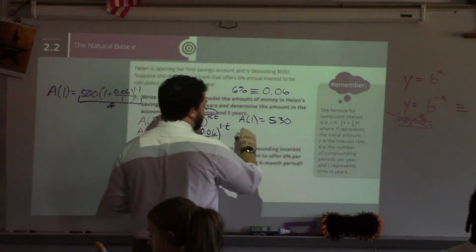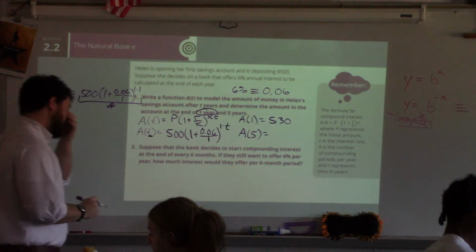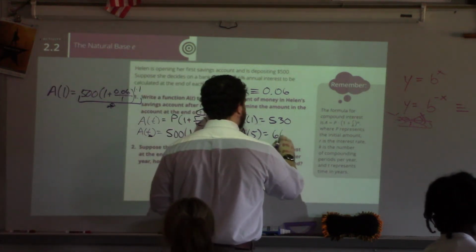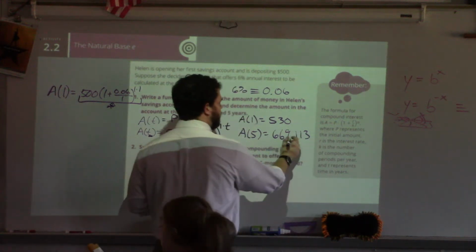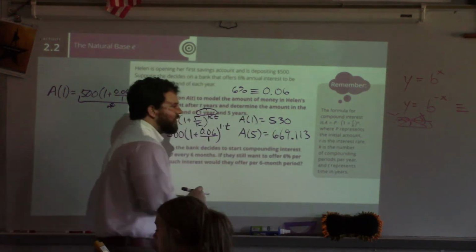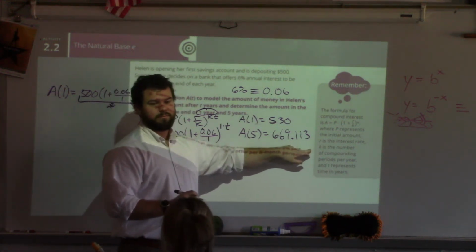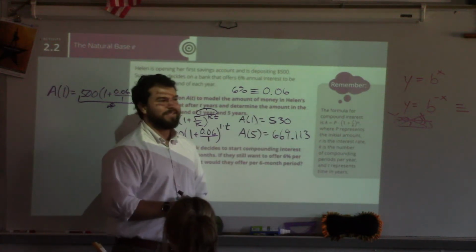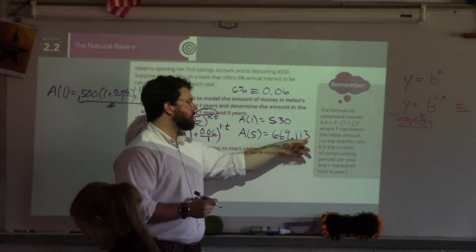Alright, so what is A of 5? There's no way I can do this in my head. 669.113. What my calculator told me. Well, remember, that's decimals, that's not hundredths. Just say 669.113. Don't make it anything else but that, right? We have 1 in the tenths, 1 in the hundredths, 1 in the thousandths.